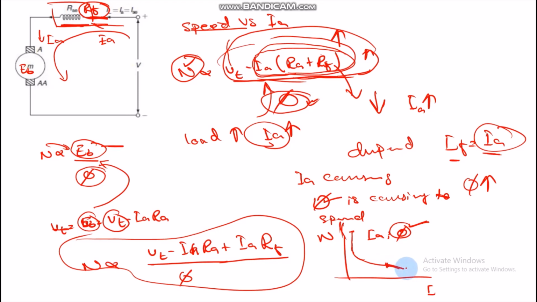Because from here to that point, only IA, the current of the armature, is causing a decrement in speed of the DC motor.